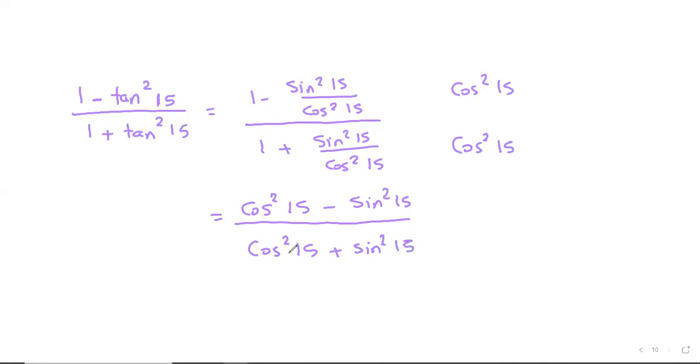Sine squared x plus cosine squared x equals 1. So at the bottom we have 1. And this rule we have studied, cosine squared 15 minus sine squared 15, is the rule of cosine 2A. So that is going to be cosine of the double of the angle, cosine 30. And cosine 30 is given as root 3 over 2, divided by 1. So it's root 3 over 2.